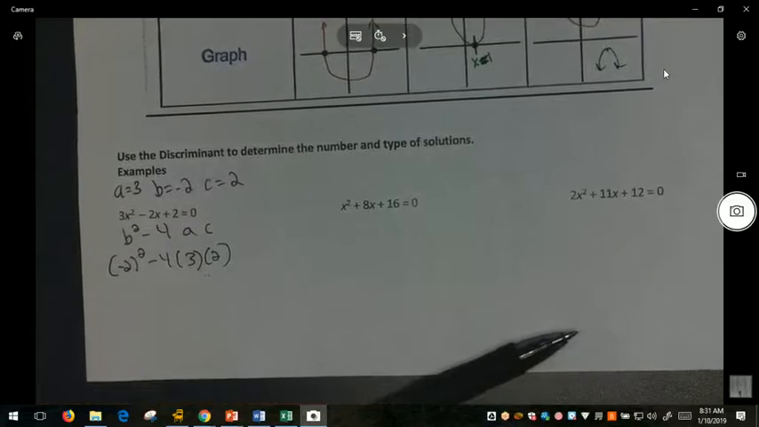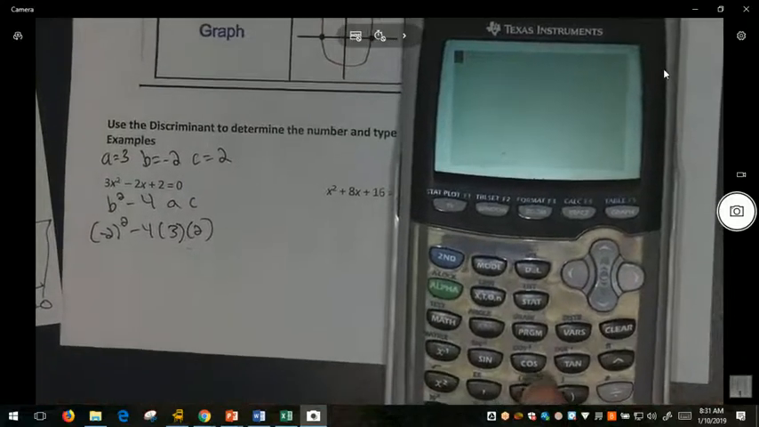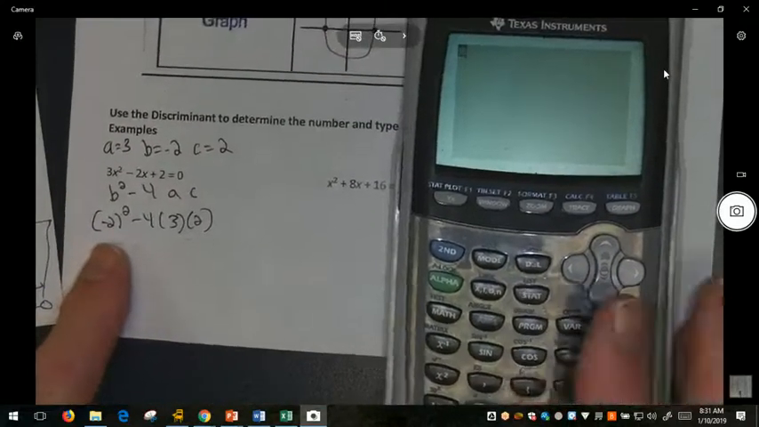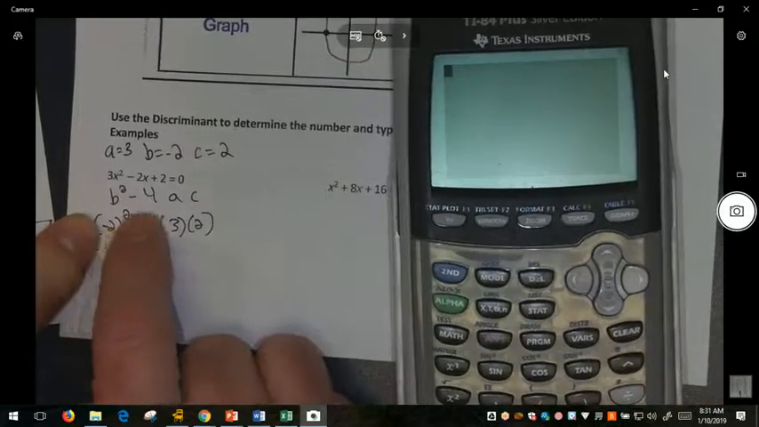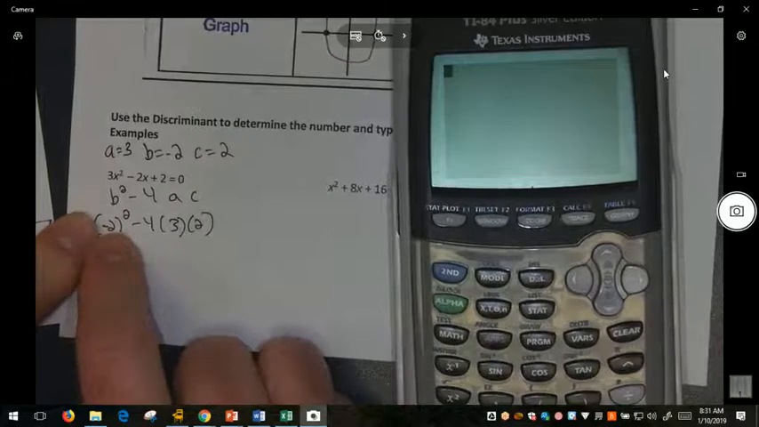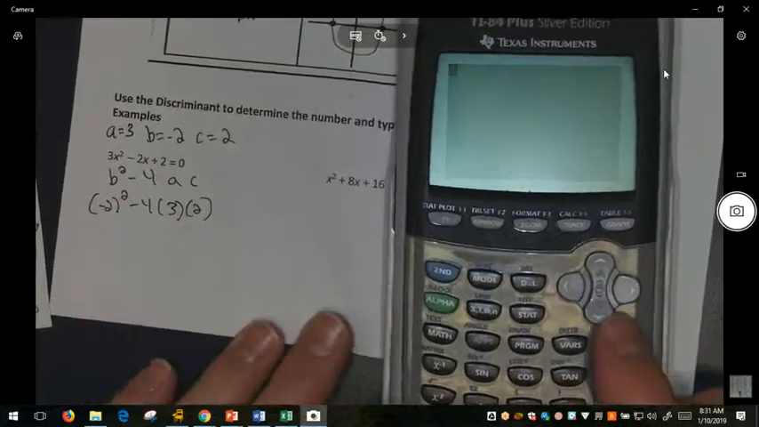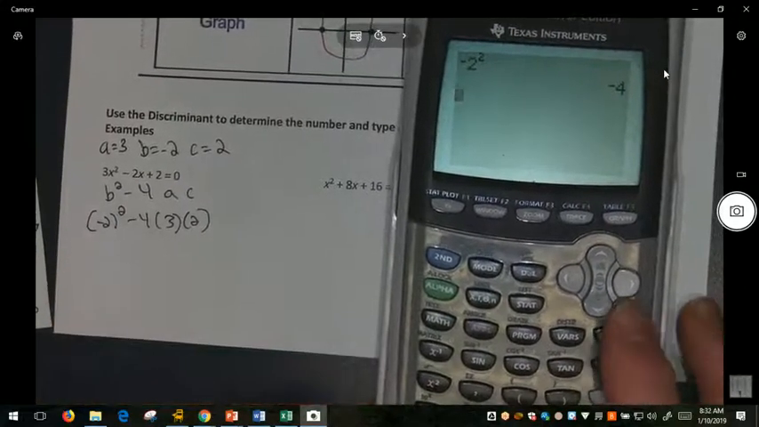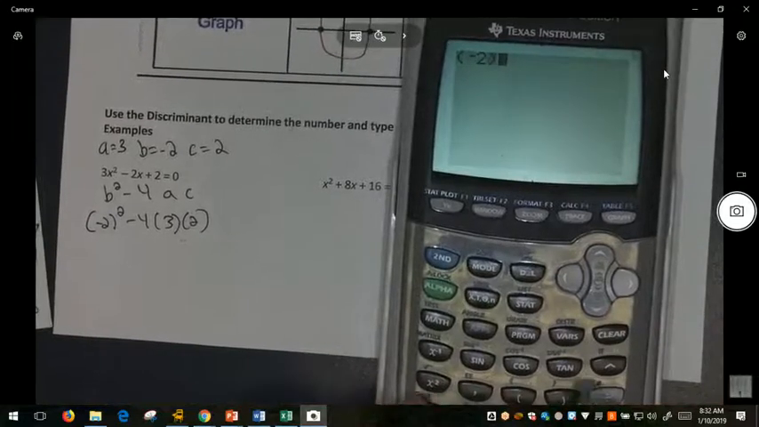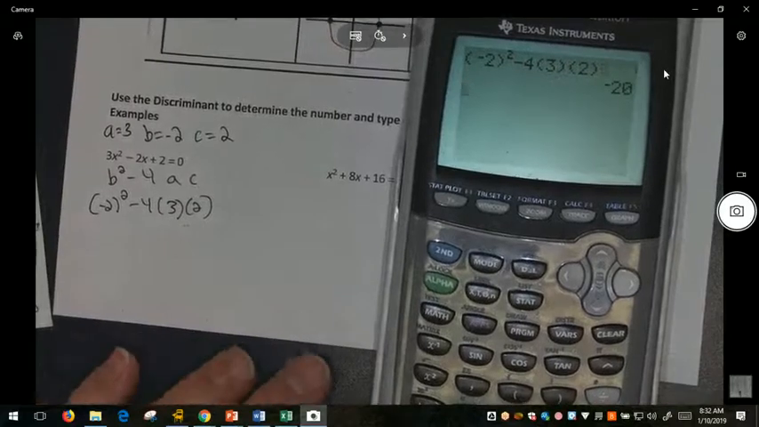I can do this very quickly on my own, or if I have technology, I can plug it in real quick. If you're plugging it in, make sure it's in parentheses, because if I do -2 squared, it'll be 2 squared and the opposite, which is -4. But (-2) squared is 4. I have to be very careful. I don't want to do that, because (-2) squared should be positive. So (-2) squared minus 4 times 3 times 2 is negative 20.